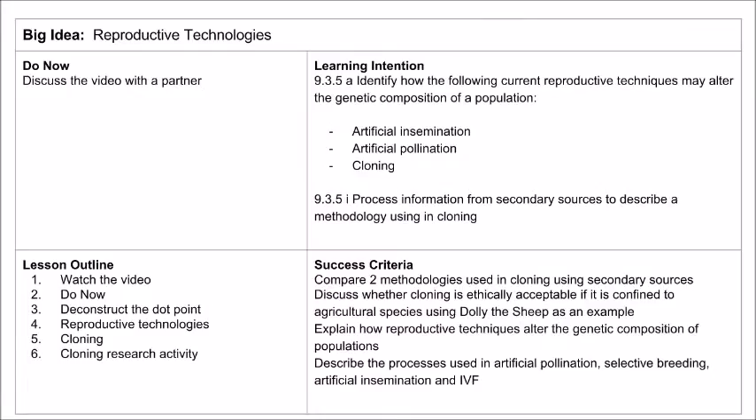In this video, we're going to be discussing some reproductive technologies and how they can alter the genetic composition of a population. This video will be a little bit long, and there'll be lots of notes that you'll probably need to take, and then also a few really important questions and examples that we'll have to answer in class.